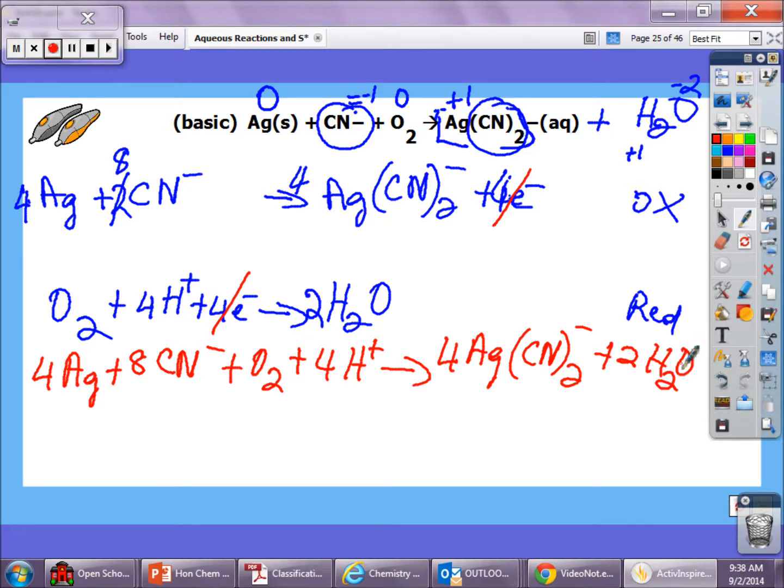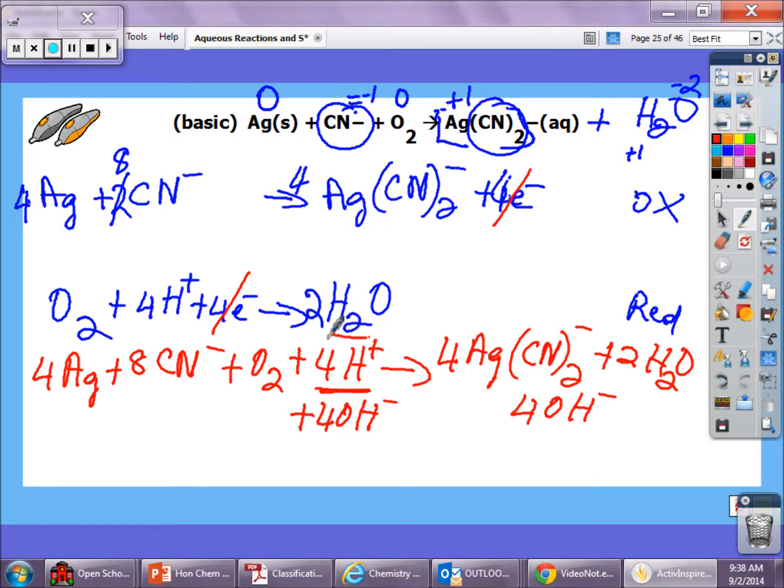Okay, I'm not done. The problem is they told me it's a basic solution and I have hydrogen ion. Hydrogen ion means the solution is acidic. So I have 2 more steps. I need to add OH minus, enough OH minus to cancel out my H plus. So I need to add 4 OH minus, not just on one side of the equation, but on both sides. So I won't change that equation. Need to add 4 OH minus on both sides of the equation.